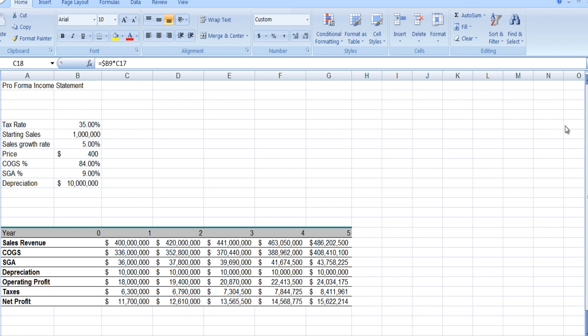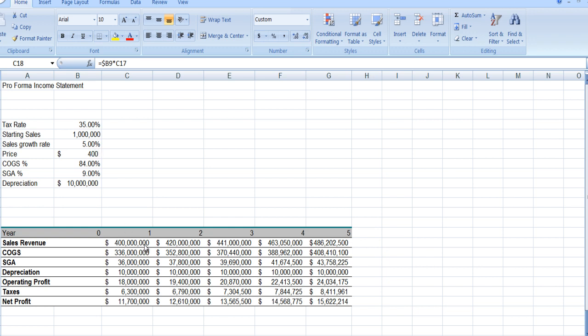In a previous video, we looked at how you construct a proforma income statement. And the approach we used was what's referred to as the percentage of sales method. What you do is you need some forecasts. So our marketing department has done some estimates, done some surveys, and estimated that we'll sell about 1 million units and that we'll be able to sell them at $400 a piece.